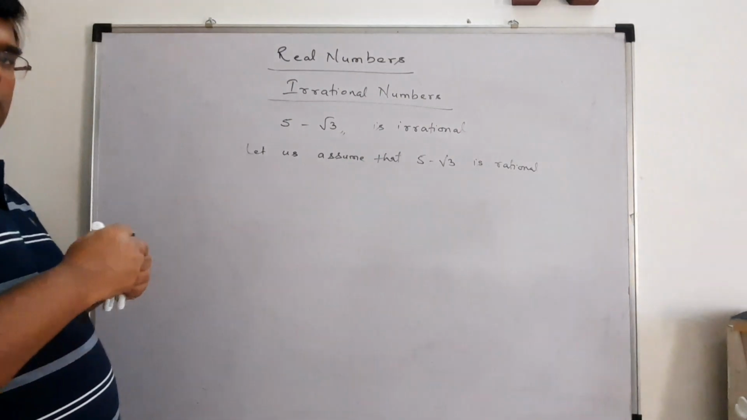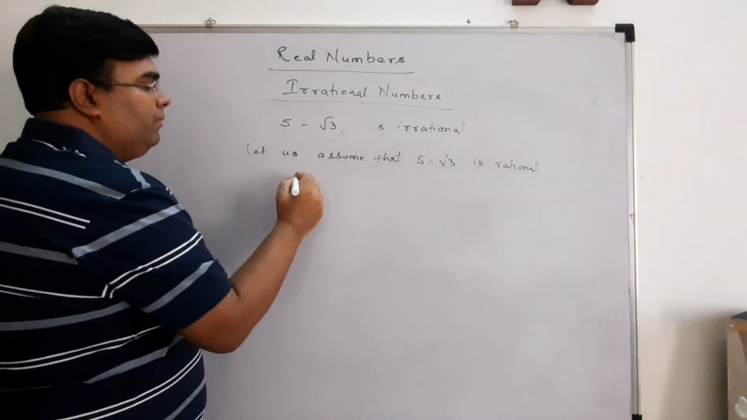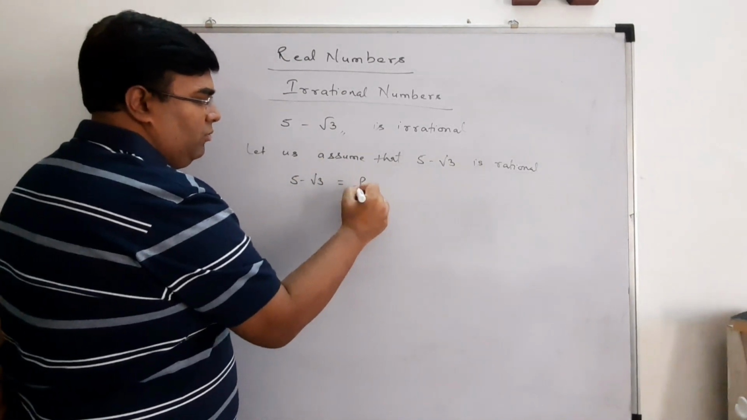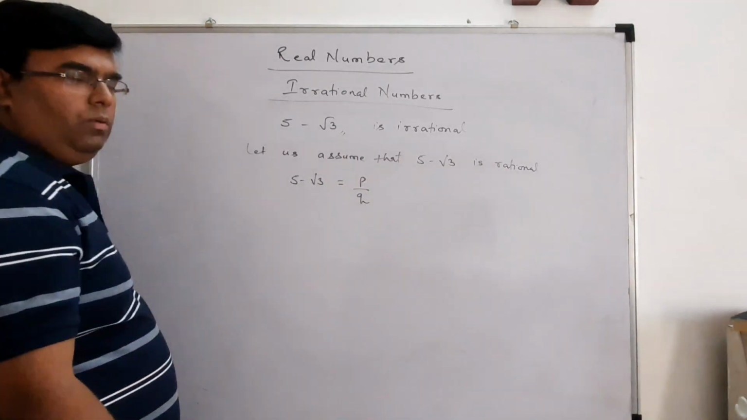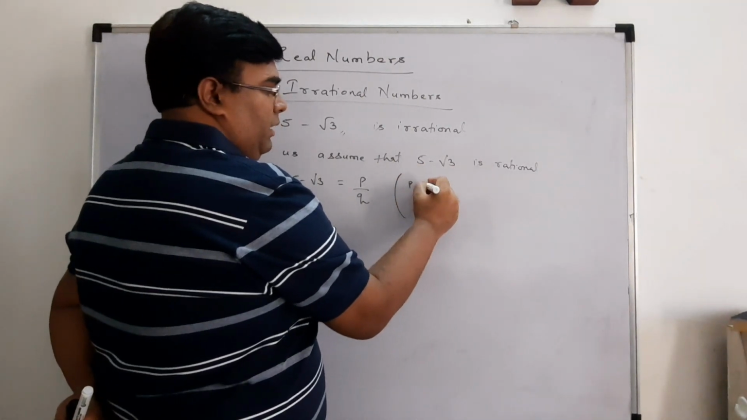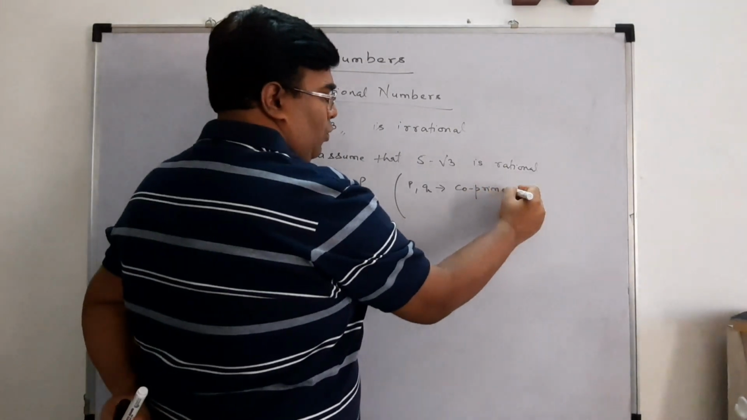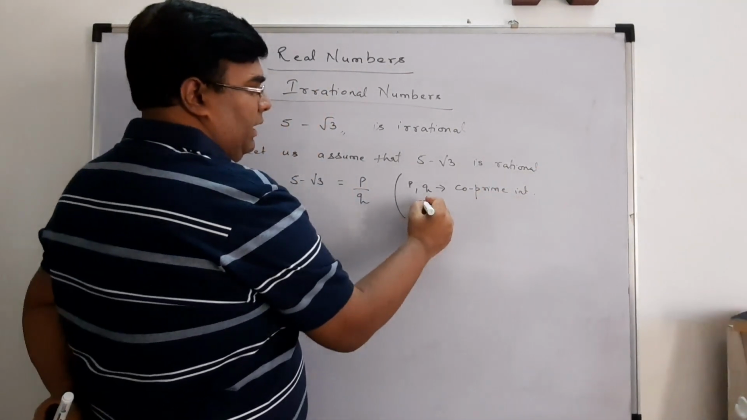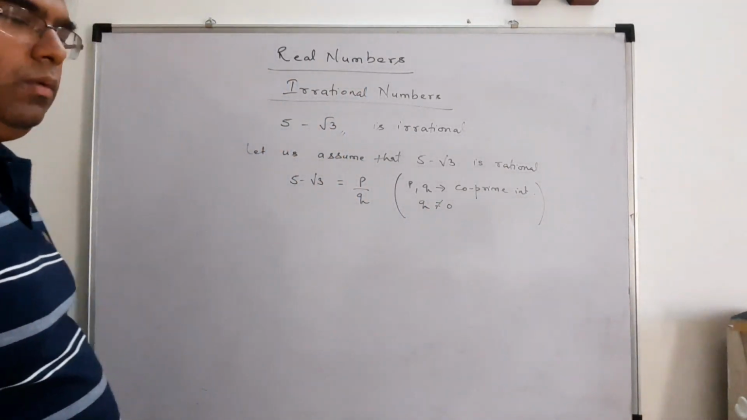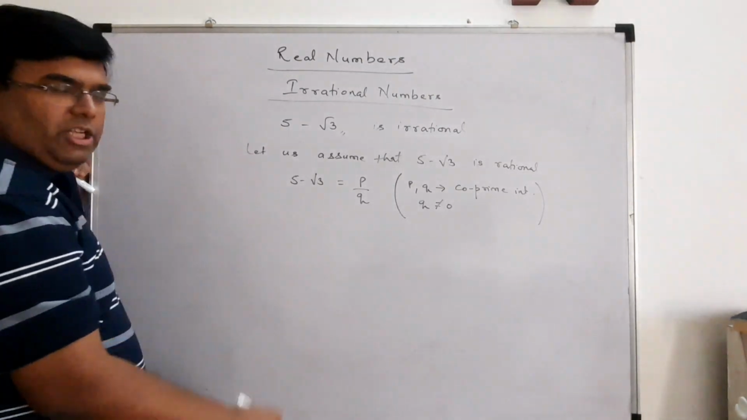Rational. Right? Since it is rational, we can write it in the form of p by q. So 5 minus root 3 is equal to p by q. Again you can write here, p, q co-prime integer, and q not equal to 0. Correct? We just need to rearrange things.